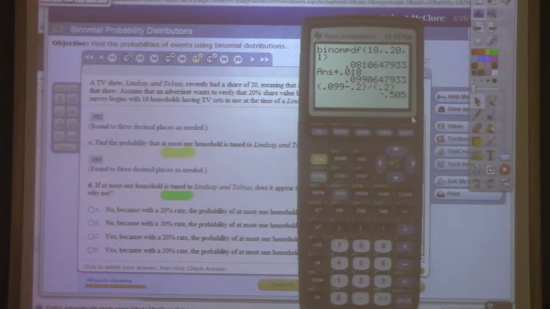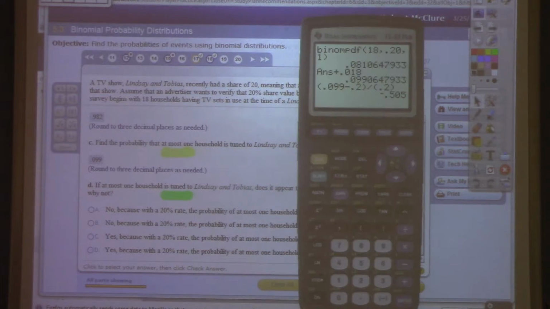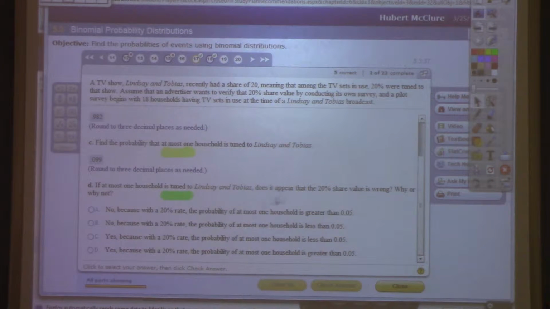That's wrong, okay? Now, why do you have to check to see how wrong it is? Well, what is your indicator that says that something is wrong? 5%. So we got what? 51%. So ours is wrong. I mean, the 20% is wrong. So you would say, does it appear that the 20% value is wrong? You would say, yes. The probability of 20% value is wrong because it's more than what? 5%. Now that would be my answer.